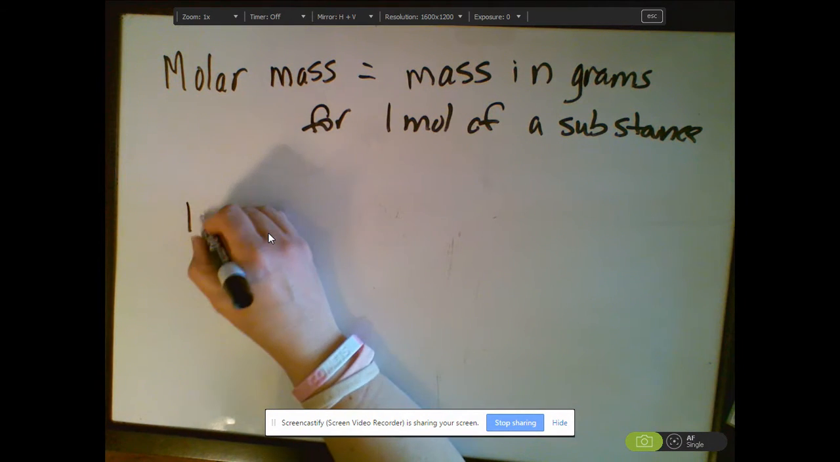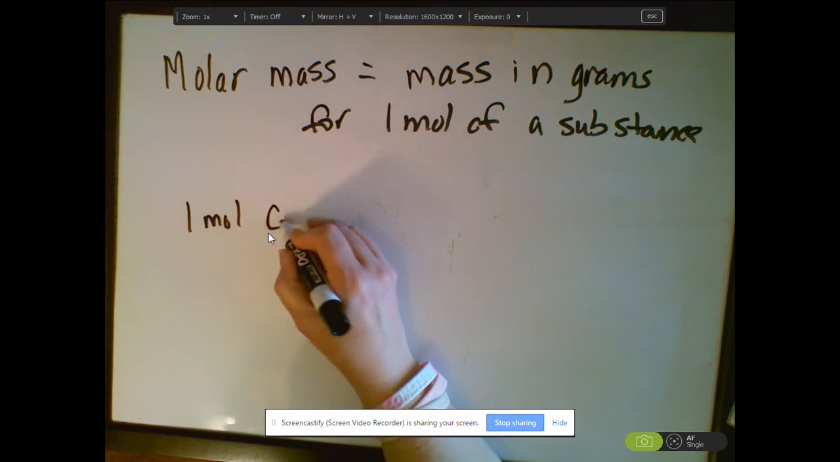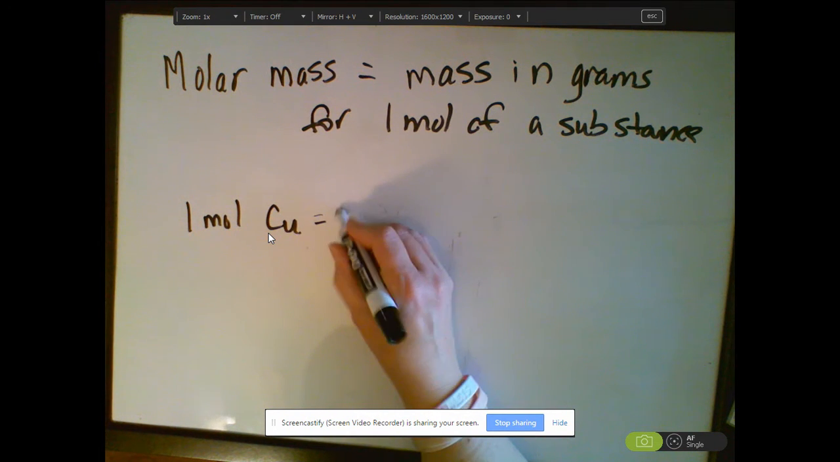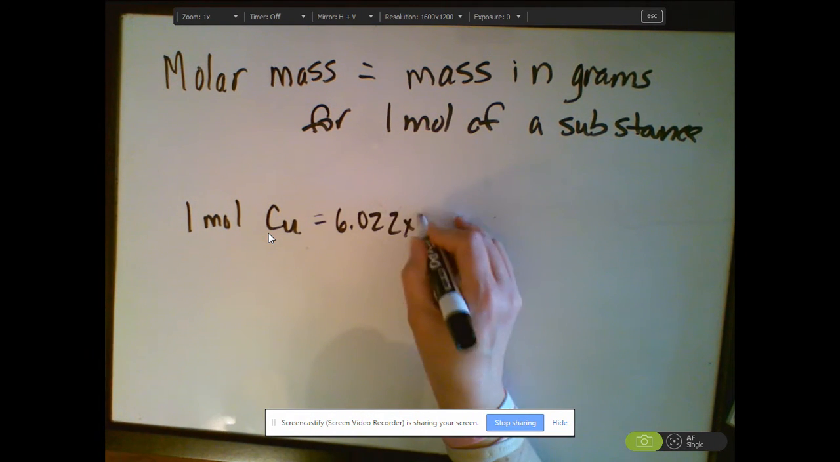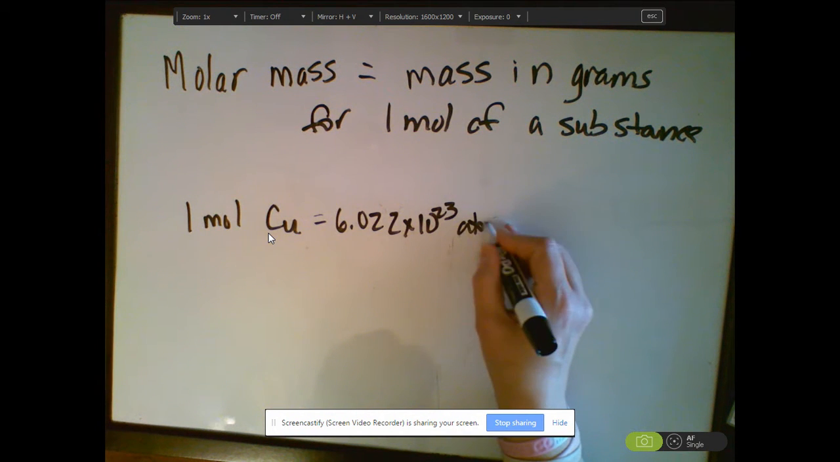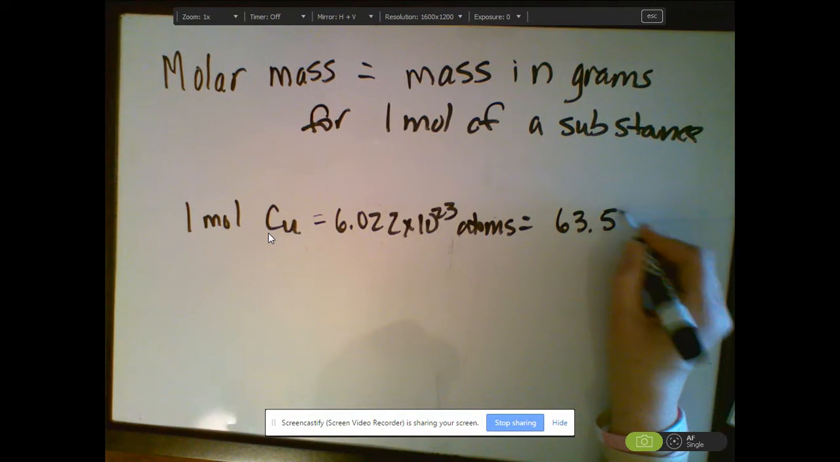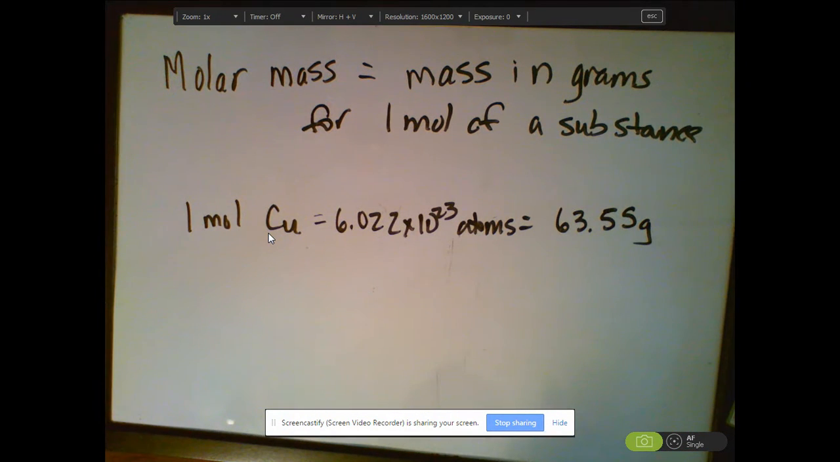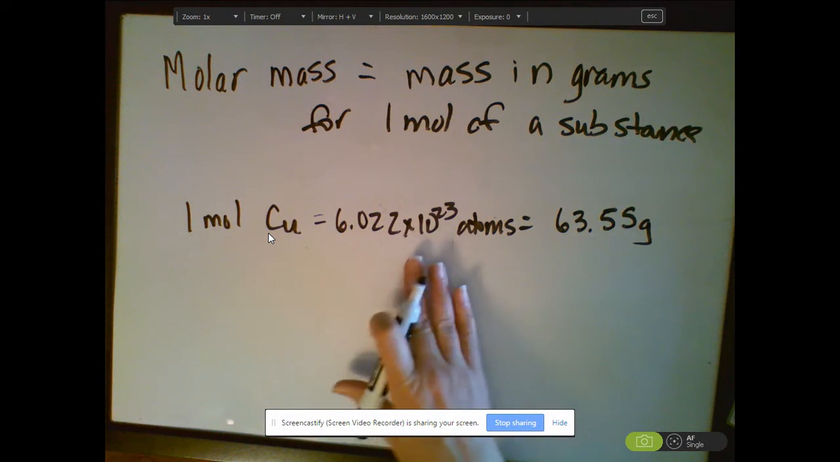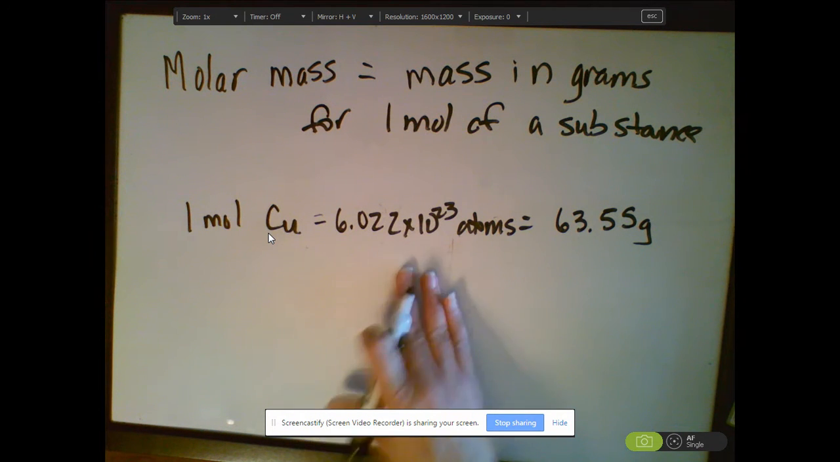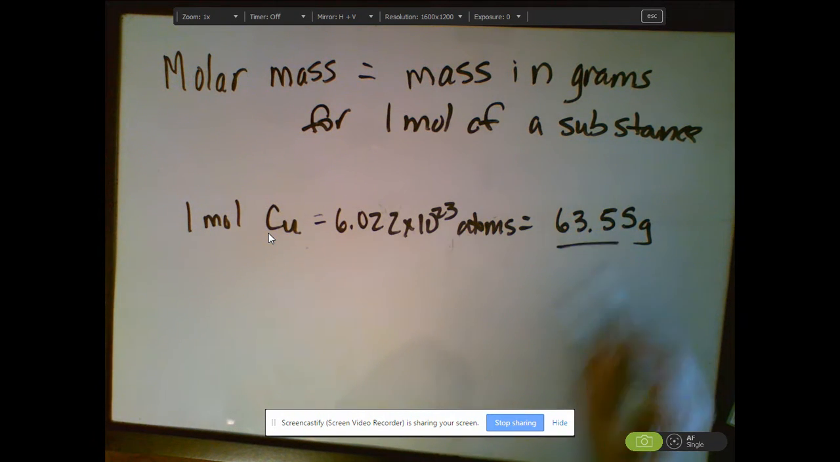So if you have 1 mole of copper, not only do we know it's 6.022 times 10 to the 23rd atoms of copper, but we know that that equals 63.55 grams for copper. Now, we saw that this value is a mole of anything, but this value is unique to copper. Pause the recording and see if you can figure out why that is the mass of 1 mole of copper.